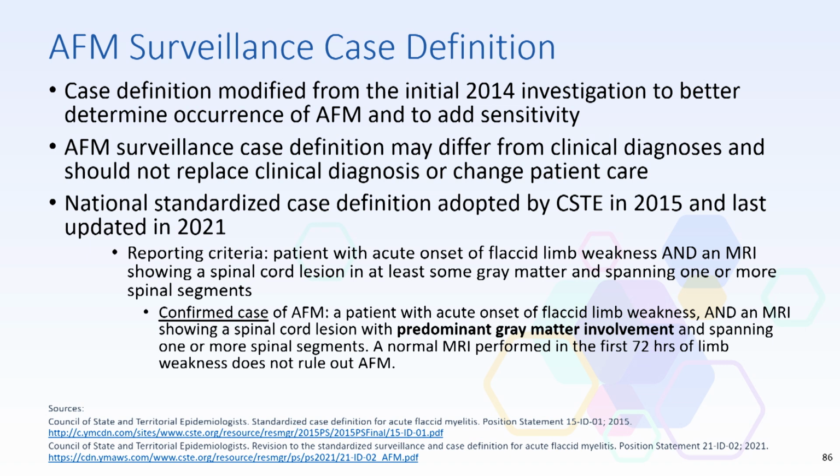Patients meeting the reporting criteria of 1, acute onset of flaccid limb weakness, and 2, magnetic resonance imaging, or MRI, showing a spinal cord lesion in at least some gray matter, should be reported by the clinician to their local and state health department. A confirmed surveillance case of AFM is defined as a patient with onset of acute flaccid limb weakness and an MRI showing a spinal cord lesion with predominant gray matter involvement and spanning one or more vertebral segments. Spinal cord lesions may not be present on initial MRI. Therefore, a negative or normal MRI performed within the first 72 hours after onset of limb weakness does not rule out AFM.